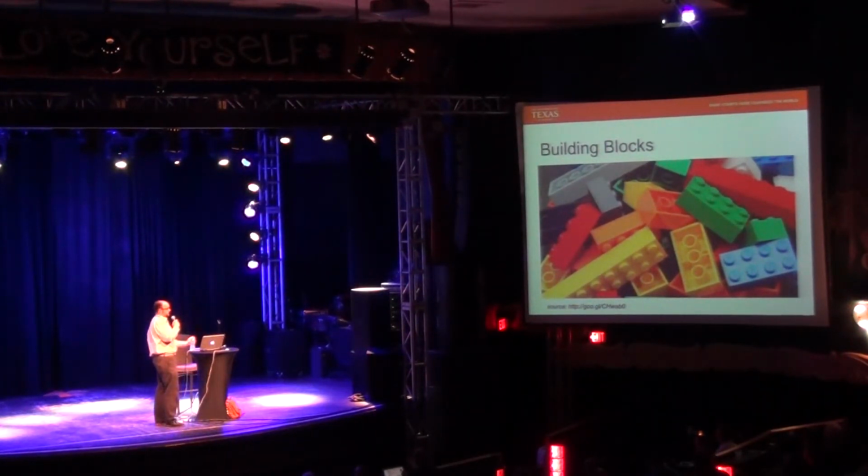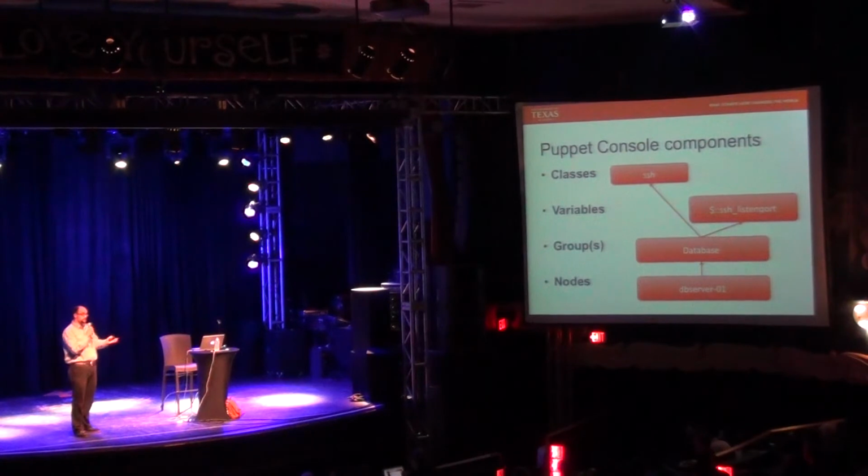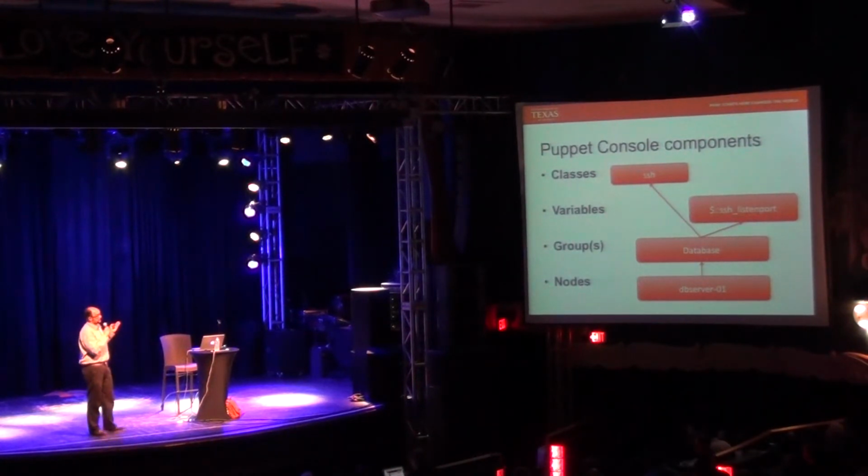So what you end up getting is building blocks, and we'll talk about some of those. Okay. So to dig into some of the building blocks, the Puppet console, as we've seen, is made up of classes, which is the code, right? Then you have variables, which you can also pass in via the console. Those can be combined into groups, right? So in this instance, the database group. And then all of that can be combined to the node level. So those are the building blocks that we have to play with.